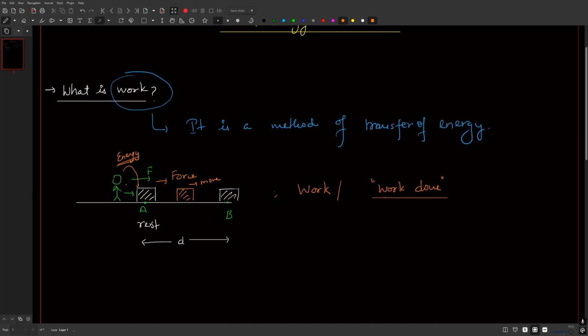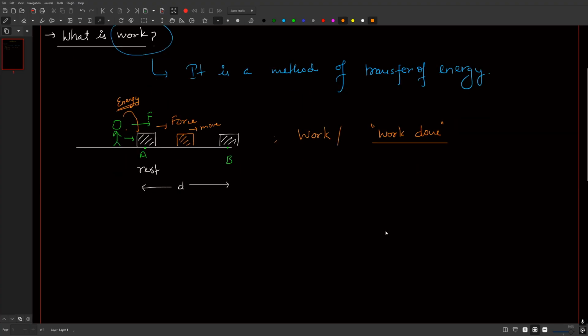All right, now the idea of work is clear, that work is a method of transfer of energy. This is how you transfer energy to a system. But the question is, if you want to calculate how much energy you have transferred, how will you do that? For that, we have an expression. Work can be calculated with the expression force times displacement times cosine theta. This is the expression to calculate work.